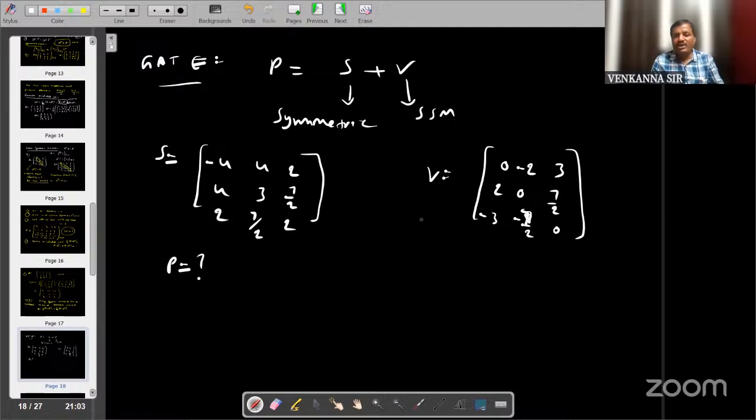Symmetric and skew symmetric are given. What do you do to get the matrix P? So what is the logic here? S and V are given. We have to calculate P, which is equal to what? The sum of the symmetric matrix and the skew symmetric matrix. Yes or no? P is decomposed into the sum. Actually, it is given.